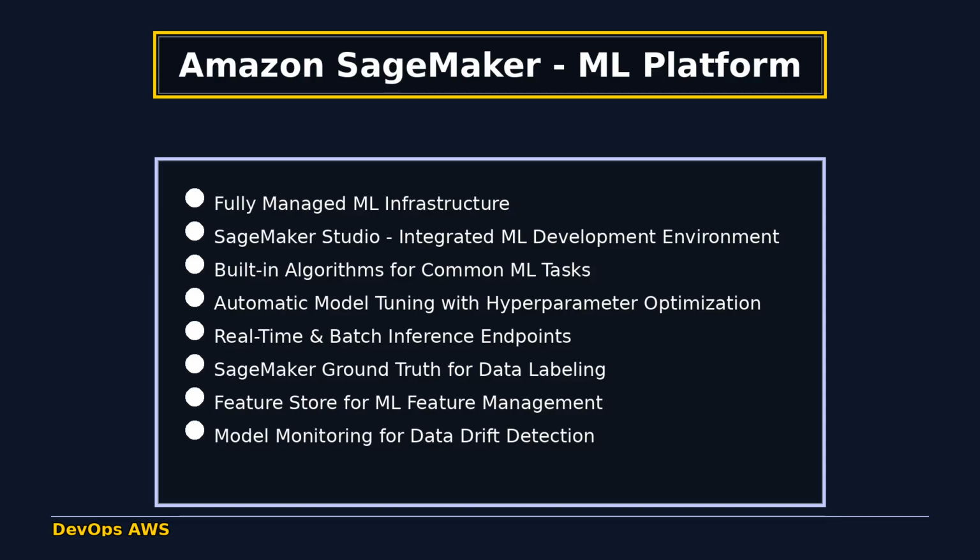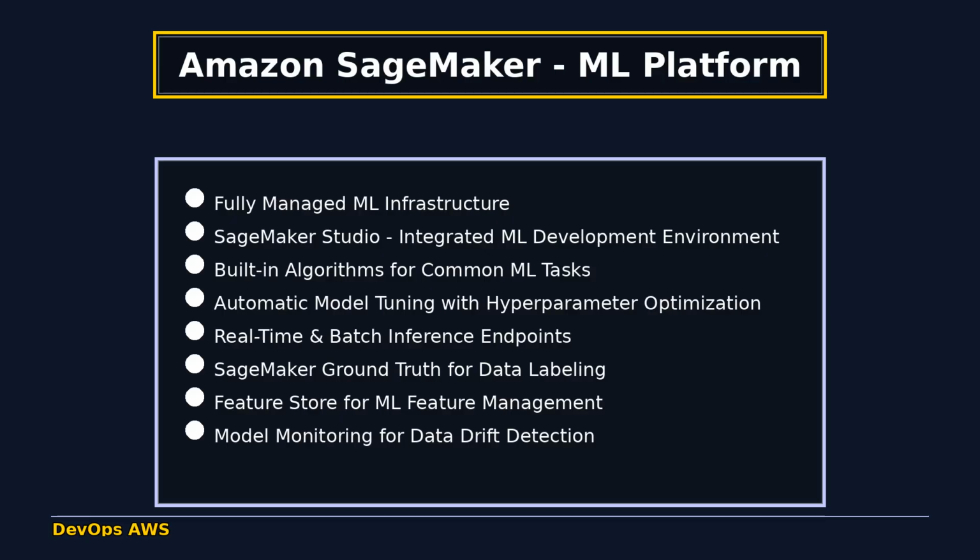Amazon SageMaker enables machine learning at scale. Build, train, and deploy machine learning models with fully managed infrastructure. SageMaker Studio provides an integrated development environment for ML workflows. Built-in algorithms for common ML tasks like classification and regression.